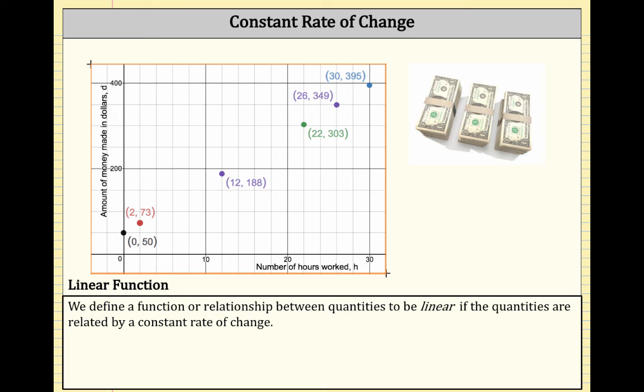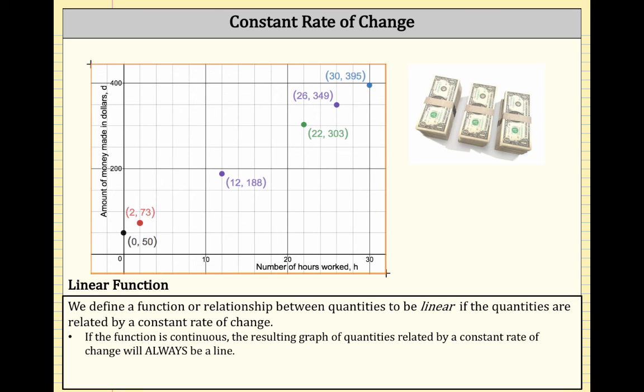So what does it mean to be a linear function? Well, we would define a function or a relationship between quantities to be linear if the quantities are related by a constant rate of change. In this situation, we had quantities that were related by a constant rate of change. And it definitely appears that there's something that might be linear about it. So let's see what that means.